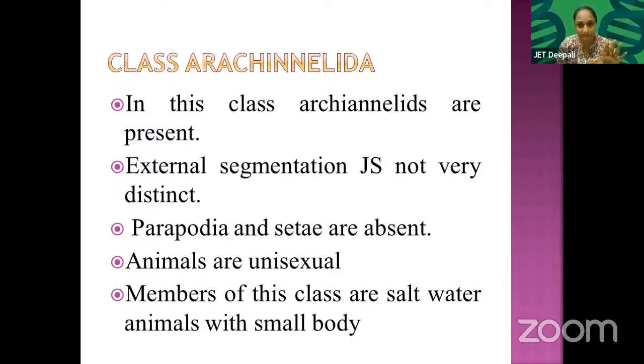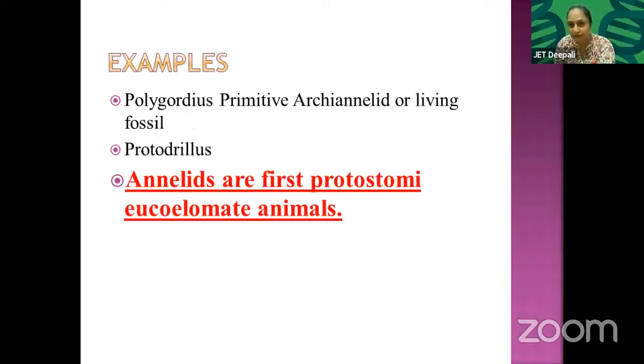Animals are unisexual. Members of this class are saltwater animals with small bodies. This is a small class having very few organisms. Polygordius, primitive annelid or living fossil. Nowadays, Polygordius is not found. It is a living fossil.